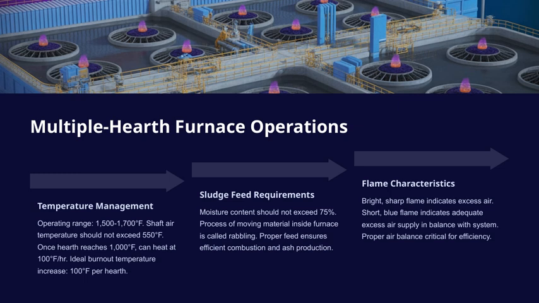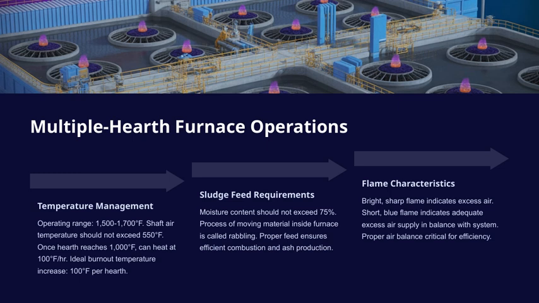Next, let's discuss the sludge feed requirements. The moisture content of the sludge should not exceed 75%. Proper feeding is essential, and the process of moving material inside the furnace is called rabbling. Ensuring the sludge is fed correctly helps promote efficient combustion and ash production, which is vital for the overall process.